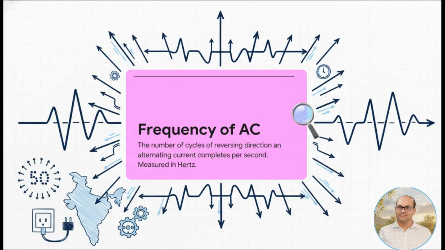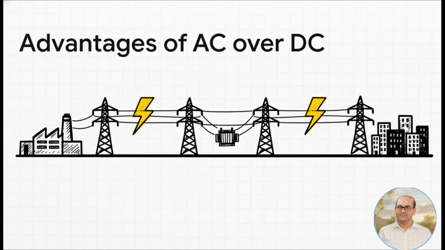The speed at which this AC changes direction is called its frequency. We measure it in hertz. In India, our domestic supply has a frequency of 50 hertz, which means the current is changing its direction 50 times every single second. So why AC?